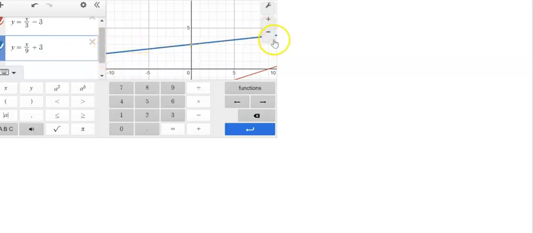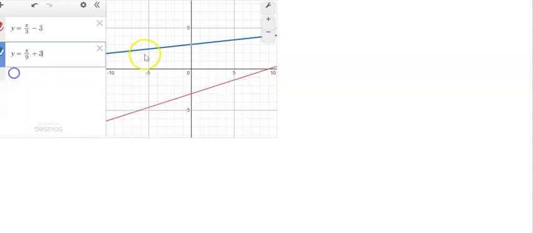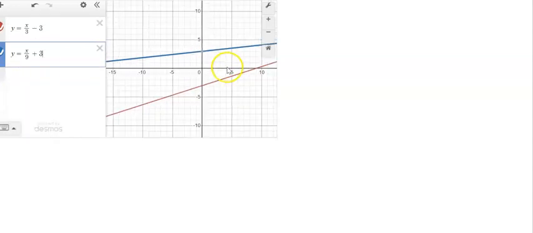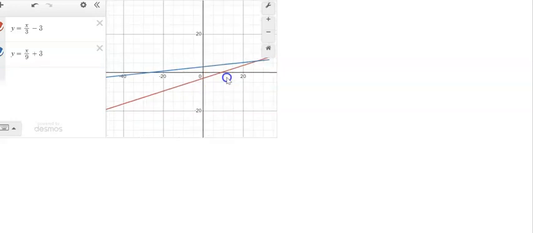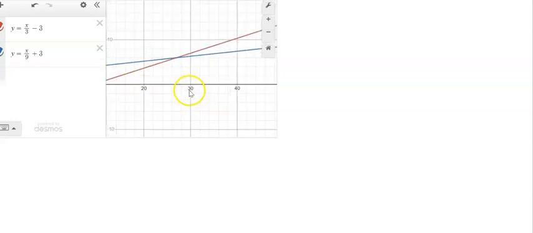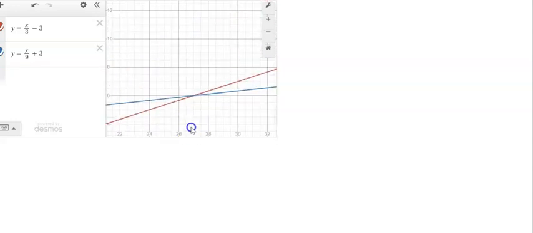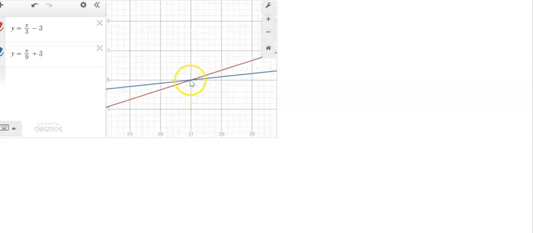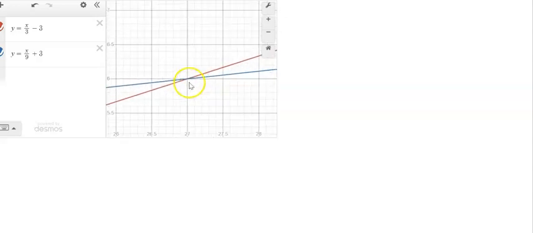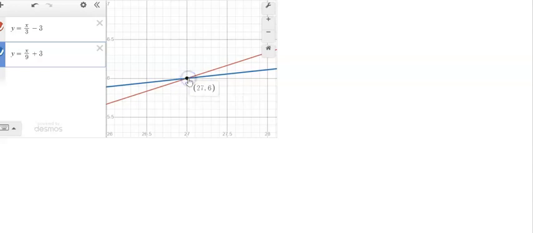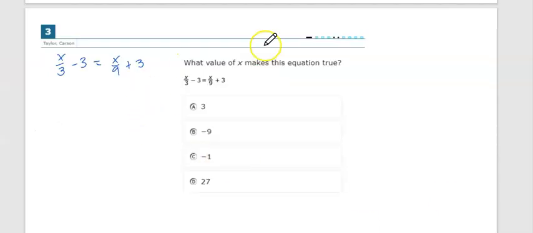All right, so then you want to collapse this. We're going to zoom out so we can see where it crosses over here. Zoom back in. There it is. So it's always, what is x? x is 27. So that's the answer, 27.